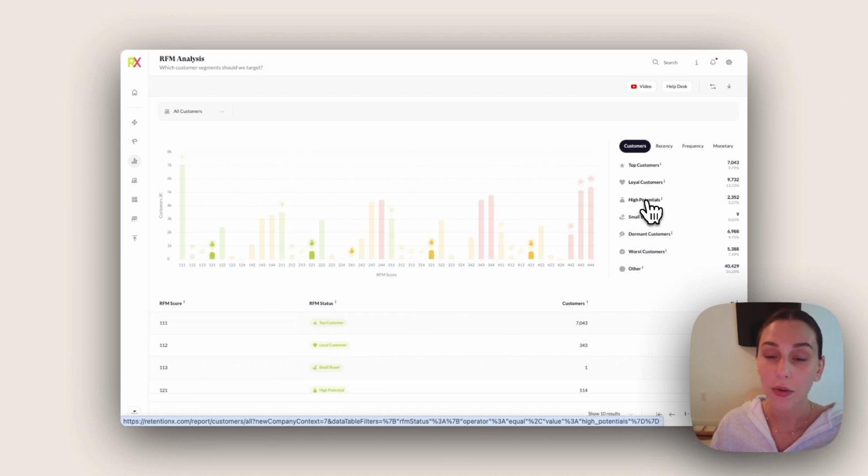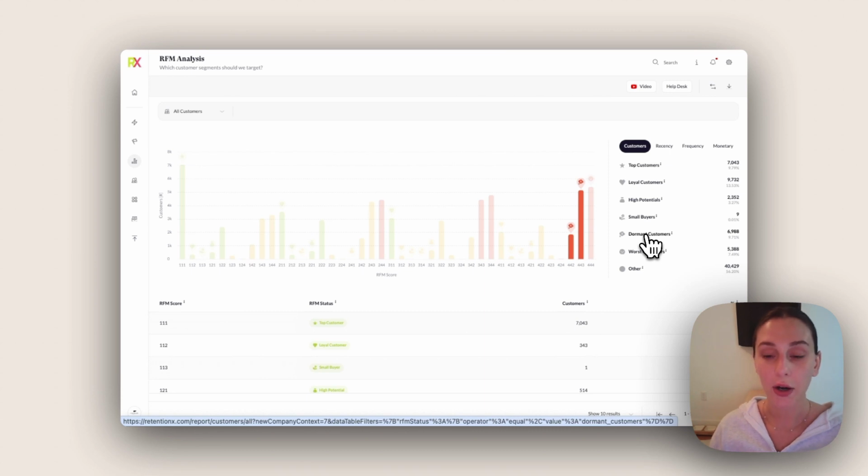High potentials are going to be your big spenders. So high potentials you could also use as a seed audience, pushing it over to third-party tools such as Google, Meta, etc., creating lookalikes and using this to acquire customers who are not price sensitive. Small buyers are customers who are not spending too much money. So for them, you could try to cross-sell them, upsell them, get them to increase their AOV.